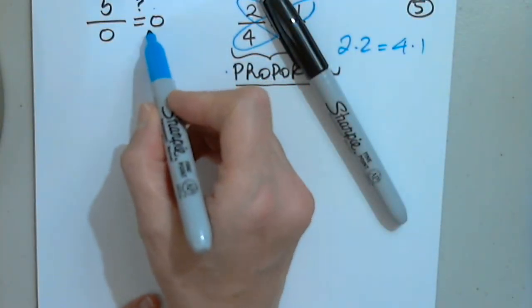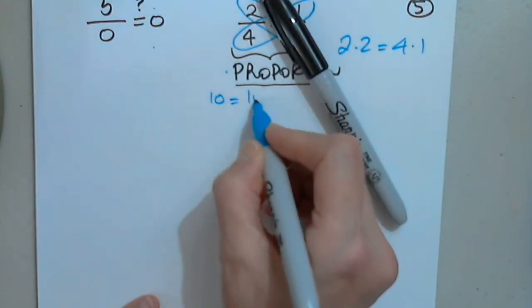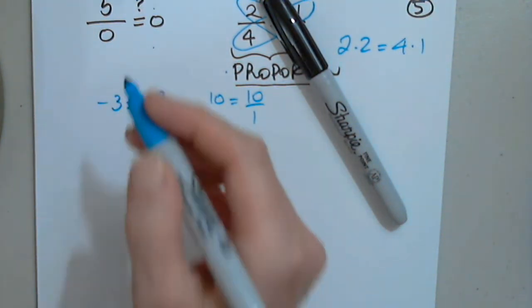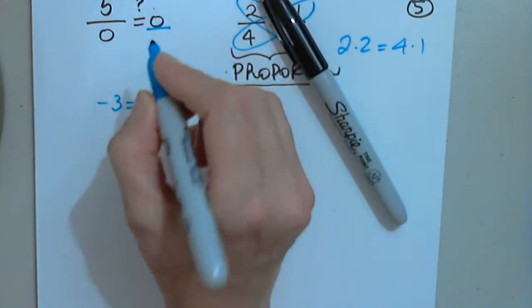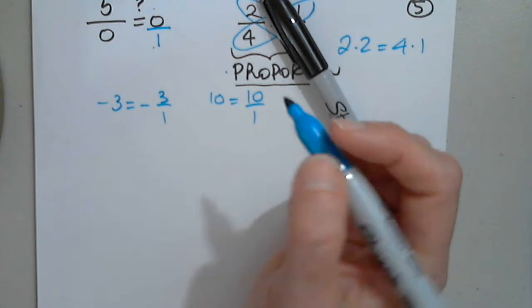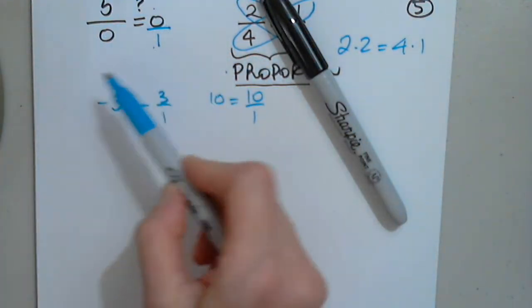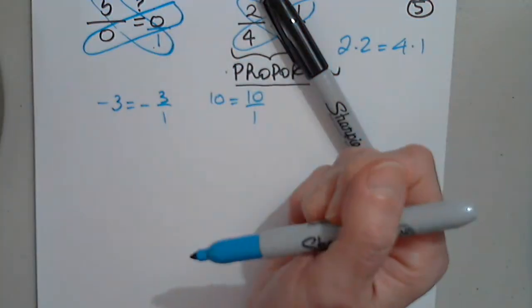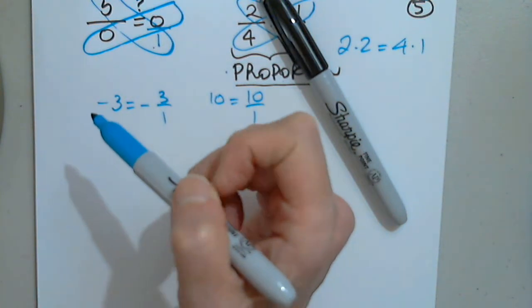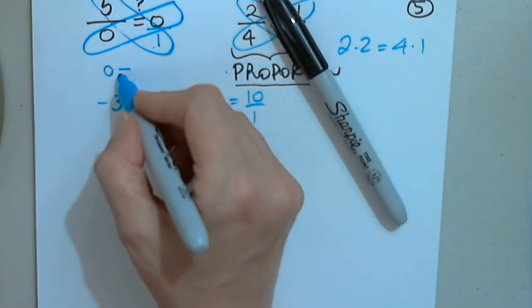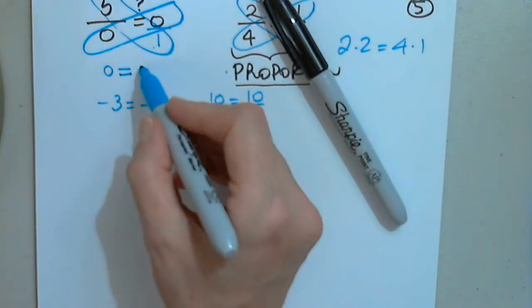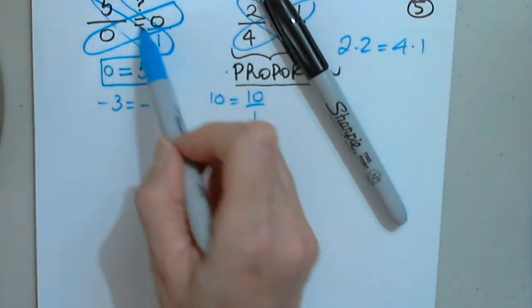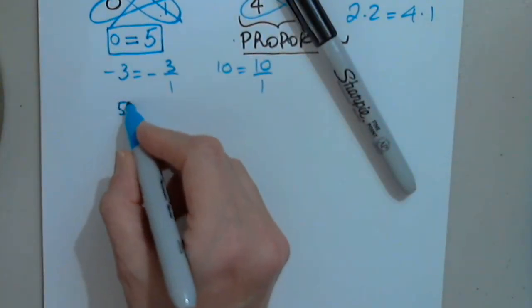And 0, like any number, 10 is the same as 10/1. -3 is the same as -3/1. The same thing here: 0 is the same as 0/1. So now this is a proportion. If this is correct, then this product has to equal this product. But how much is 0 times 0? 0. Good. So then I'm telling you that 0 is the same as 1 times 5, which is 5. Would you accept this? No. So then we do not have an answer for 5/0.